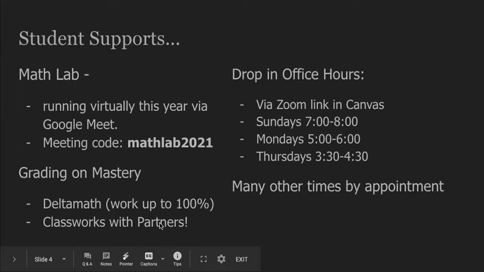We also do some graded classworks, and students will have the opportunity to work together or to ask questions as that's happening. And as needed, they could come back and redo that. If one didn't particularly go well, they could give it another shot.